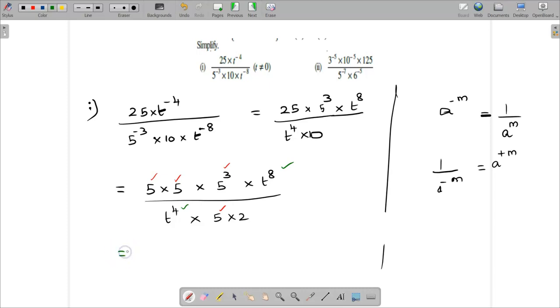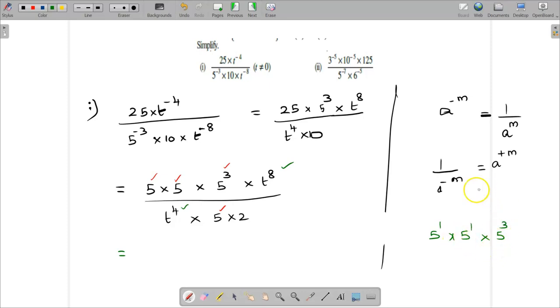So first of all, let us combine the terms in the numerator. So 5 into 5 power 3. Here it is 5 power 1. Just 5 means it is 5 power 1. Similarly, the next term is 5 power 1. Why? Because 5 is nothing but 5 power 1. And then the next term is 5 power 3.